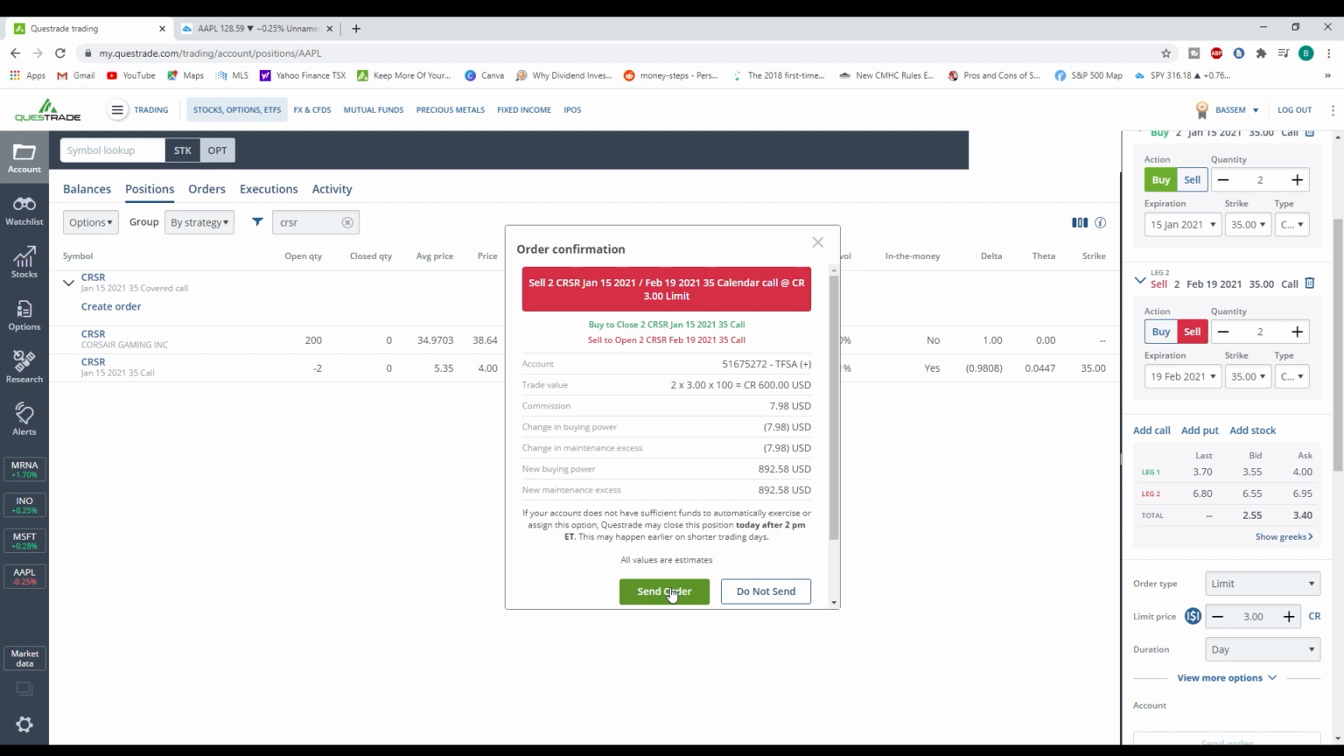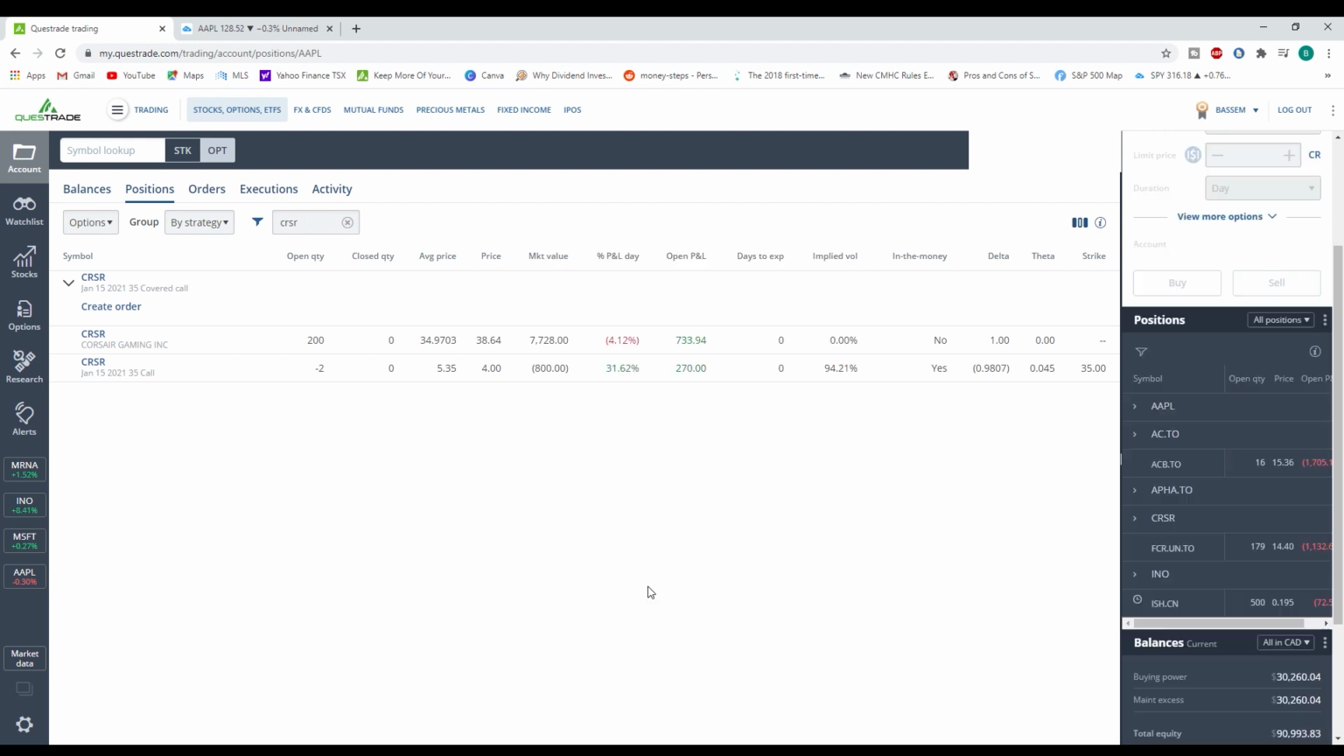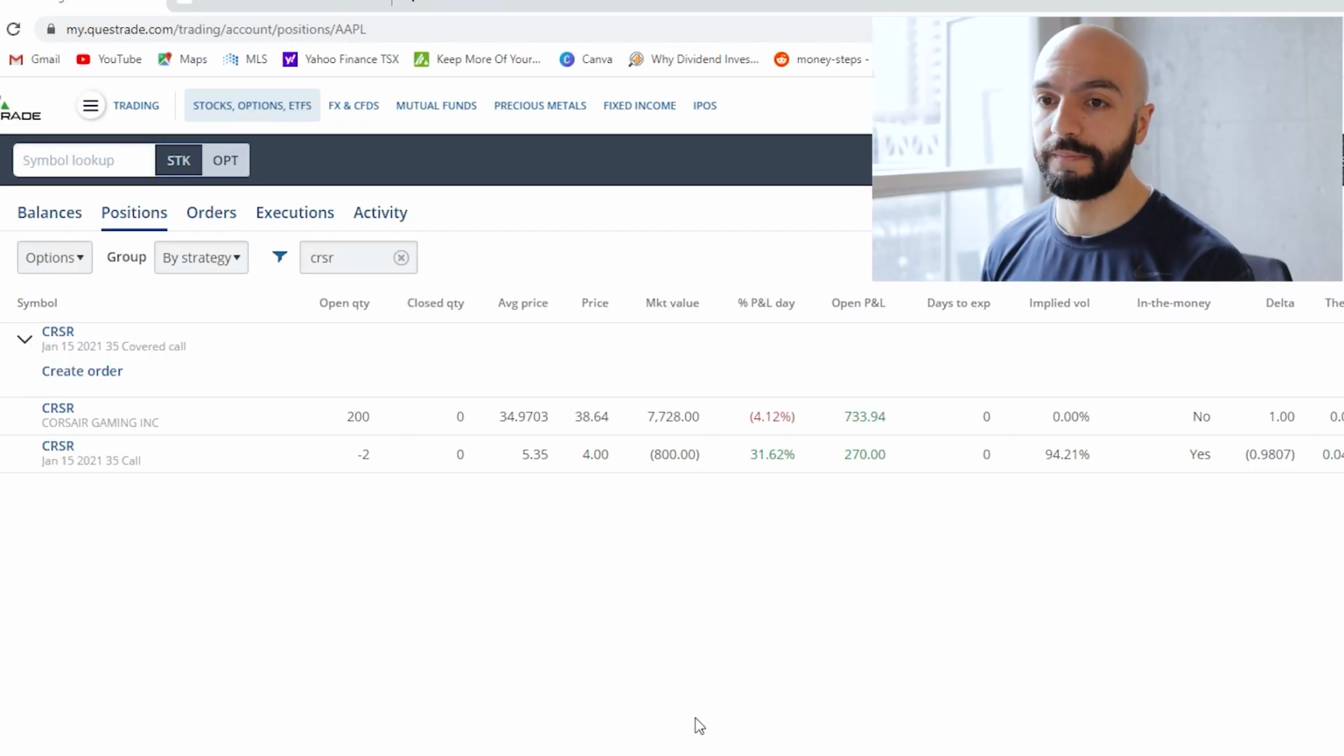I'm selling at the money calls. I bought it. Take a look here. Average price, I bought at $34.97 and I'm selling at 35. So not really making much capital appreciation on the stock. I'm only trading my TFSA for the option income. Let's hope that gets filled.